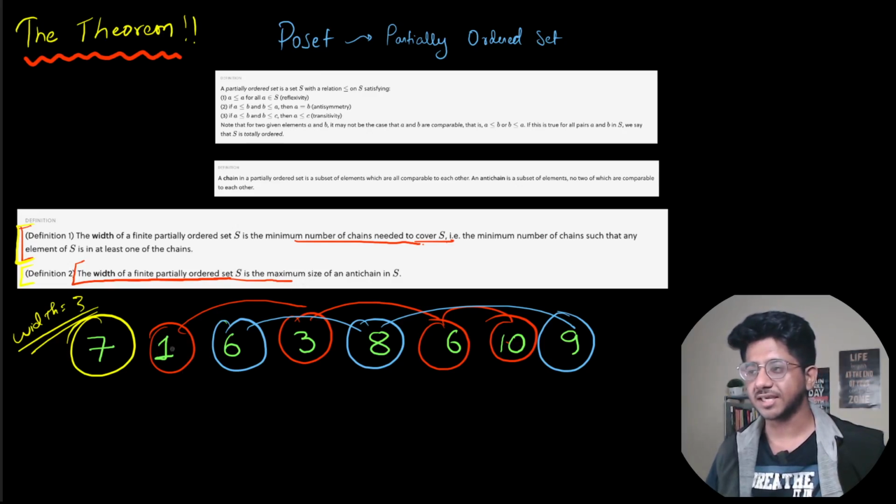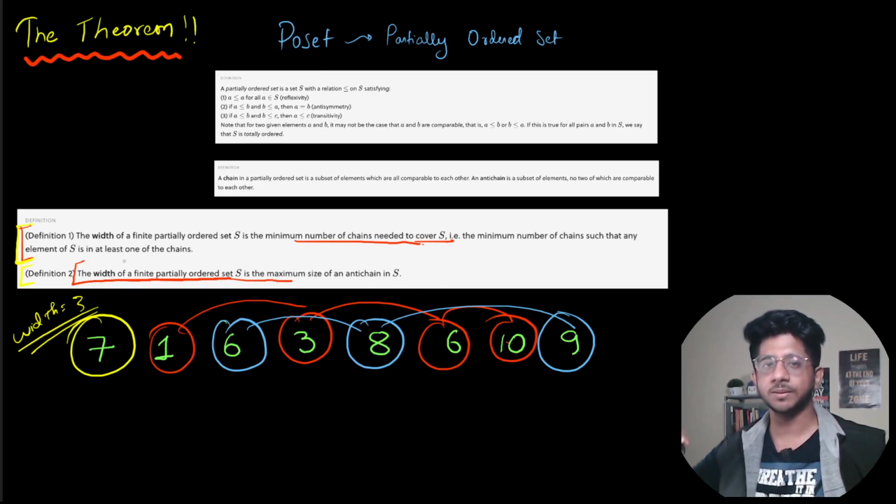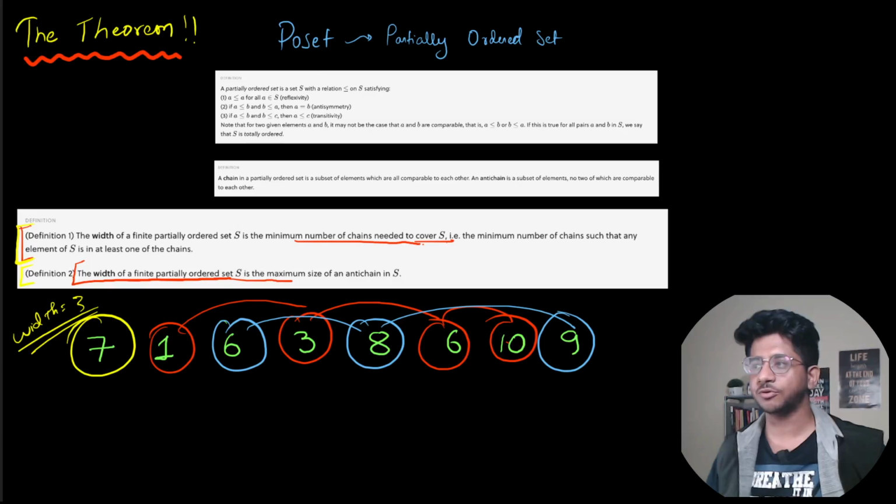Essentially, what it is saying is, if you're trying to decompose this whole set of numbers over here into chains, and you want to cover all the elements, the width, or the minimum number of chains that you need, is going to be equal to the largest anti-chain that you can form. So essentially we were on this scope: we had to find the width of the finite ordered set. This is what we wanted to find.